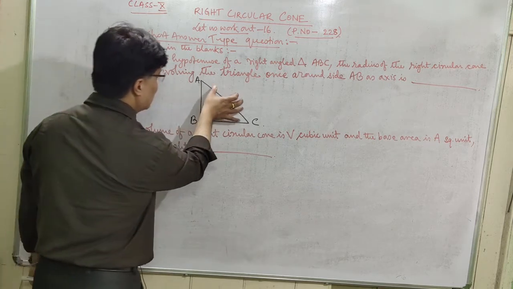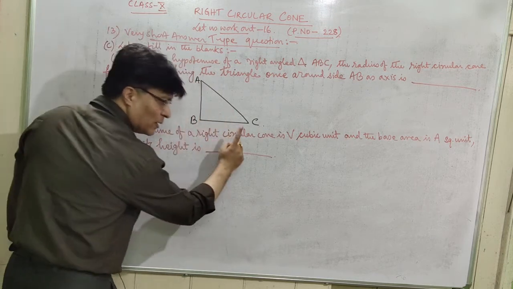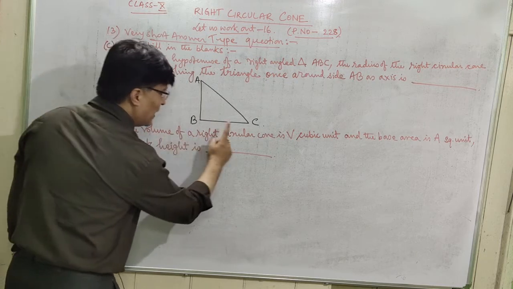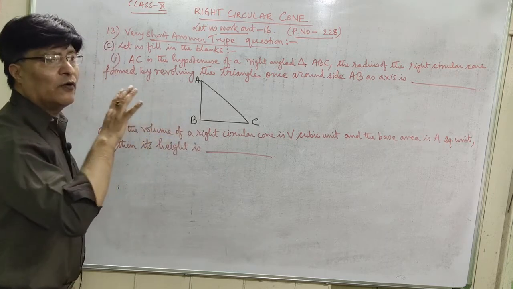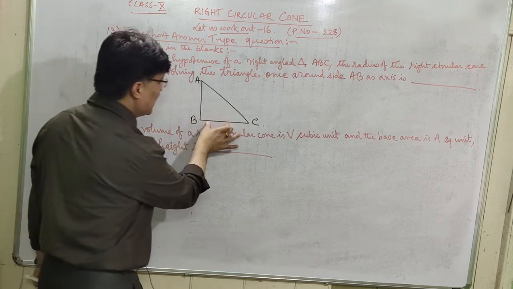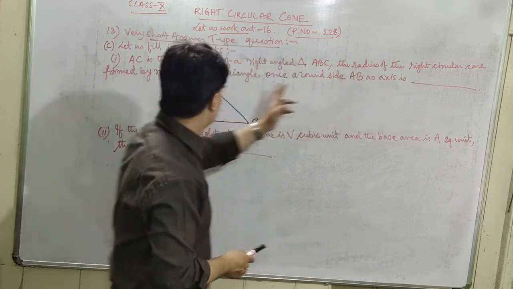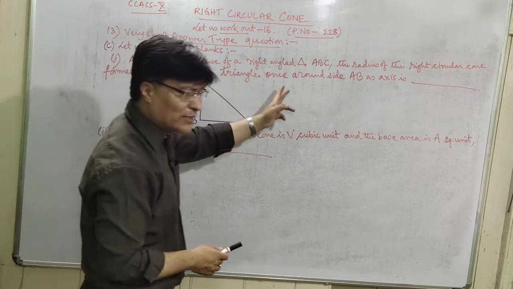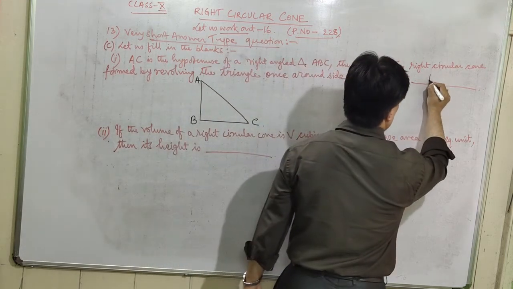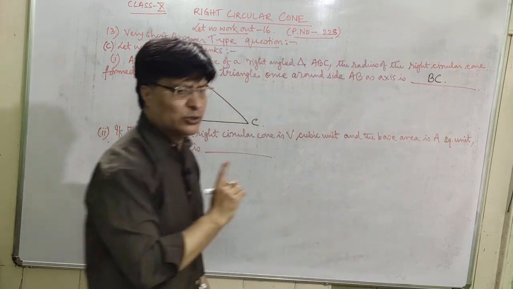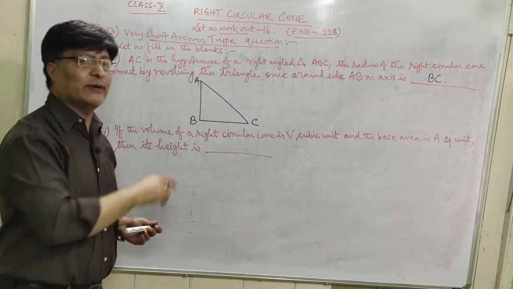Okay. Now AC is the hypotenuse, taking AB as the axis. If AC is revolved, taking AB as the axis, then it will form a cone with BC as the radius, isn't it? This BC will be the radius. So the radius of the right circular cone formed by revolving the triangle once around the side AB as axis is what? This is BC. So here BC is the radius. So in the fill in the blanks, you have to write BC.